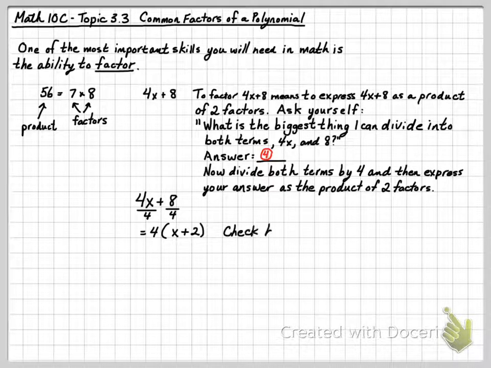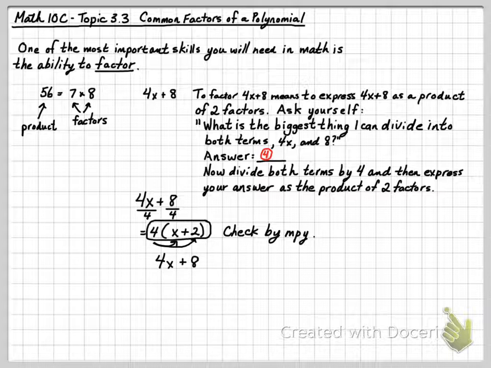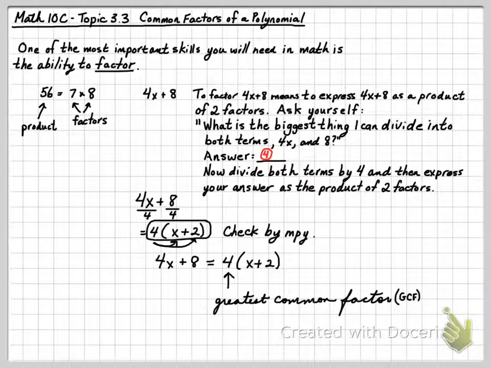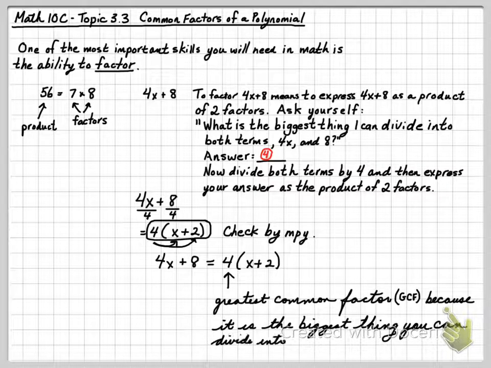Now I can also check to verify by multiplying. 4 times x is 4x, 4 times 2 is 8, and as you can see, I have my original polynomial back. So I can say with confidence 4x plus 8 is equal to 4 times (x plus 2). The number 4 is the greatest common factor, called the GCF, because it is the biggest thing I can divide into both terms, 4x and 8.